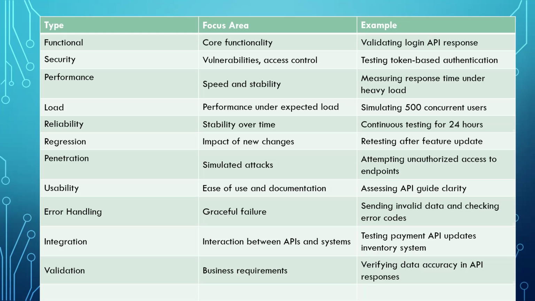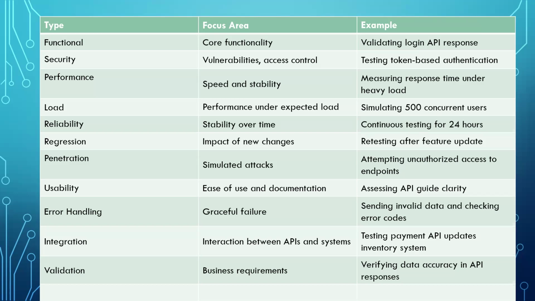Usability: ease of use and documentation. You need to have API clarity, to say okay, this is on this, this is on this. Everything is clearly spelled out. Then error handling: sending invalid data and checking error codes. Are they sending the right information? Like I said, if the username is not correct, why are you telling me an error code? Why are you telling me a user cannot be found? Do you need to be specific with your error handling?